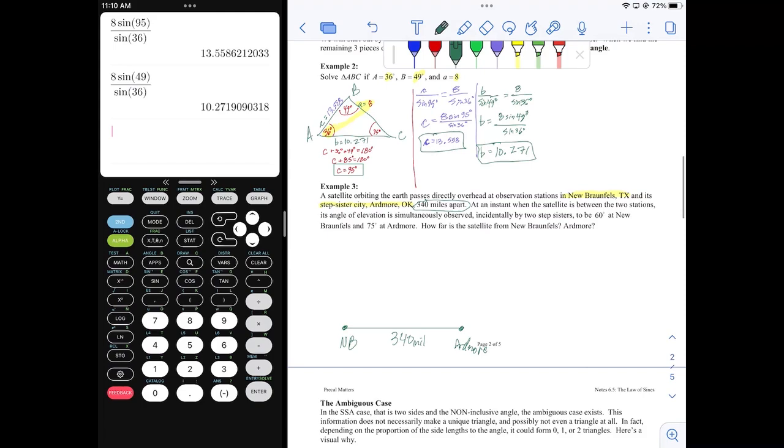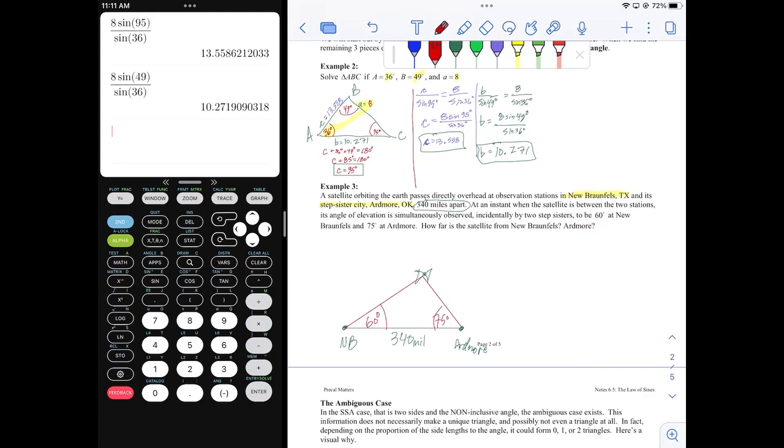So let's put the satellite right here. It looks like a bow tie. I'm going to draw a line from here to here, and I'm going to draw a line from here to here, and I'm going to label what was given in terms of the angles. This was 60 degrees, and this was 75 degrees.